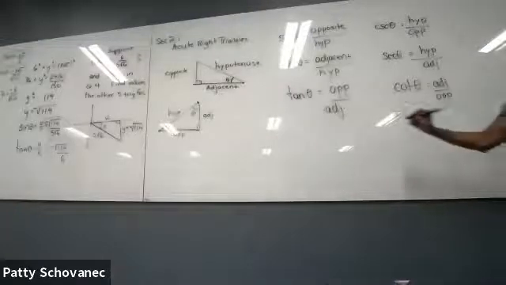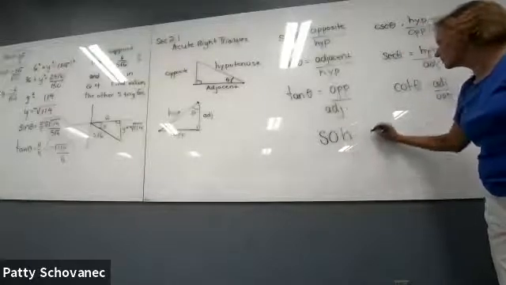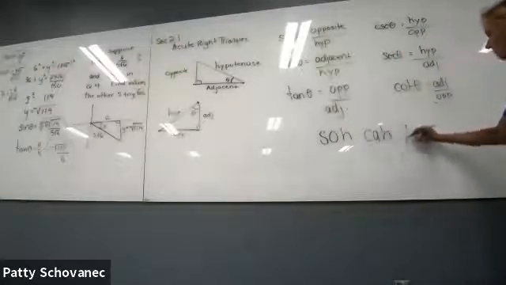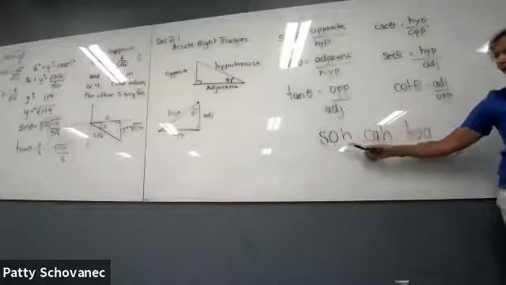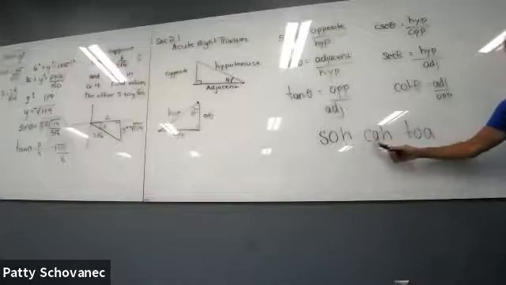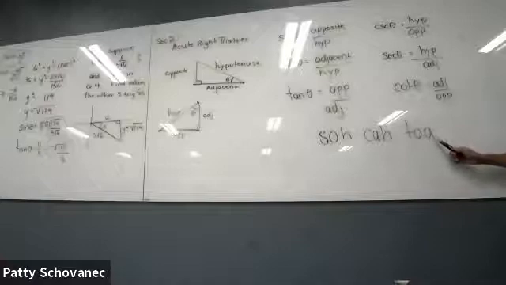So if you've had trig before, maybe you've seen this little memory device, SOH CAH TOA: the sine is the opposite over the hypotenuse, the cosine is the adjacent over the hypotenuse, and the tangent is the opposite over the adjacent.